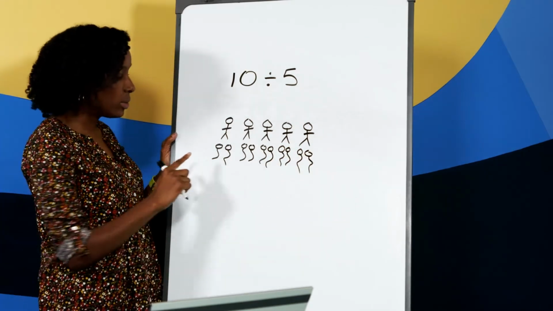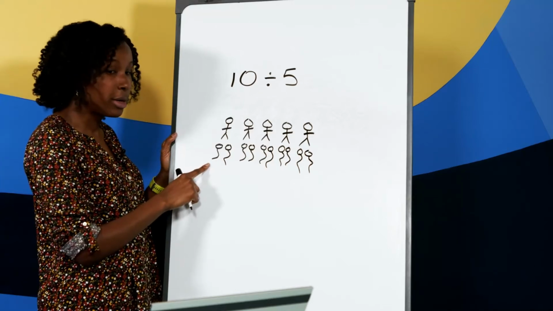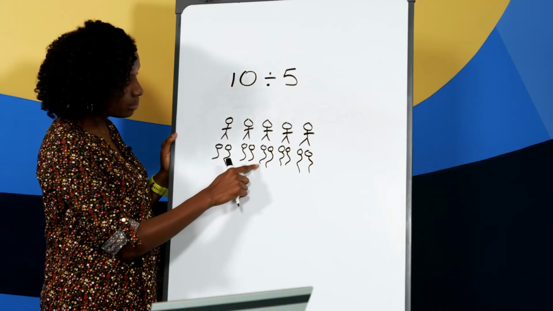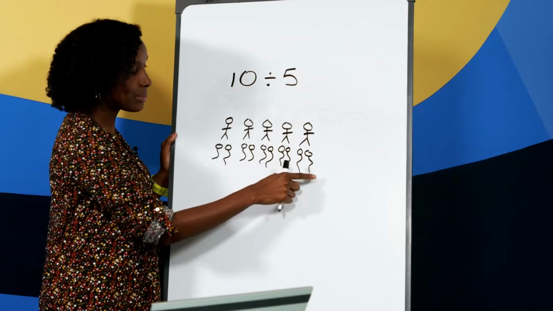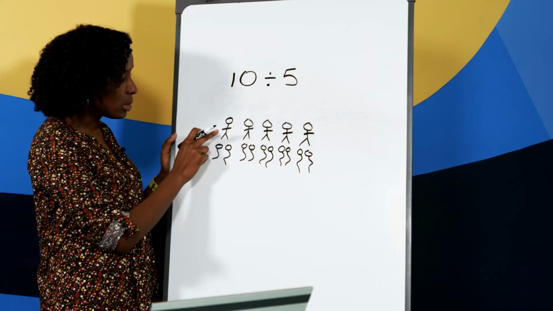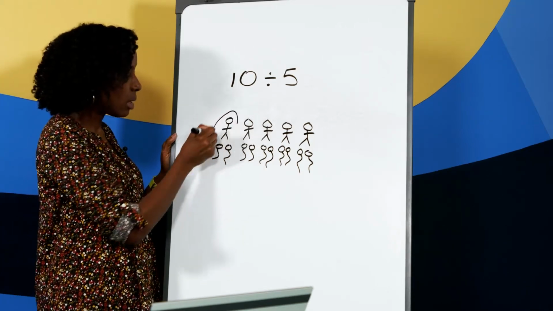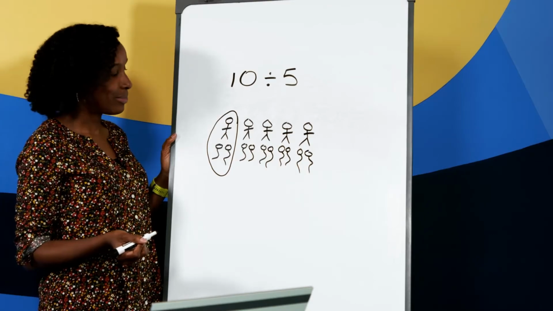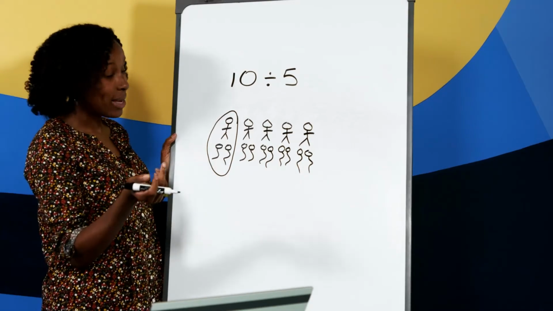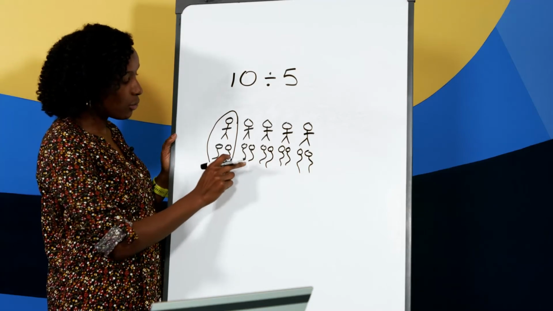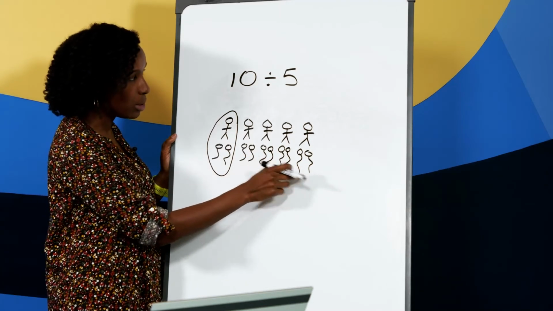Take a moment to count and see if we've got 10 balloons on our board, just like we had on the screen. Nice job. Now, how many balloons does each friend have? It might help if I circle one for you to see it a little more clearly. Remember, when we divide, we want to make sure that they're split evenly or equally. So each friend has 2 balloons.